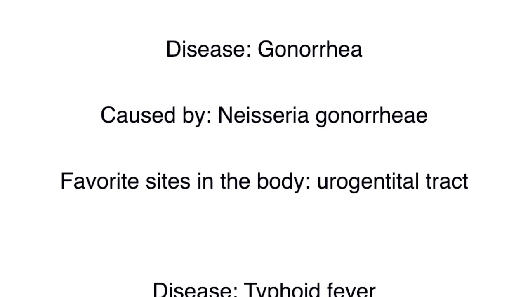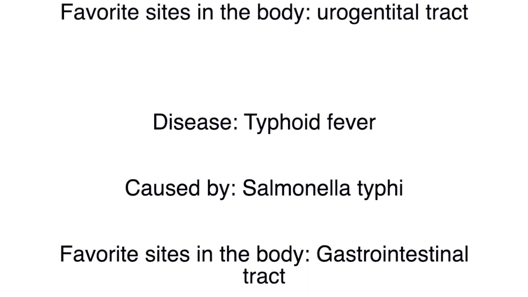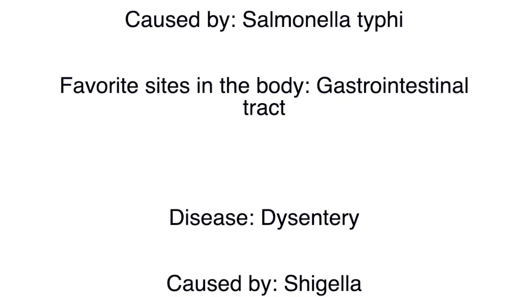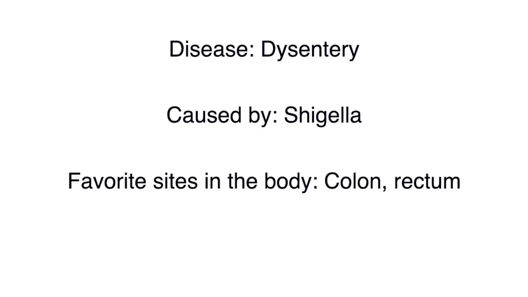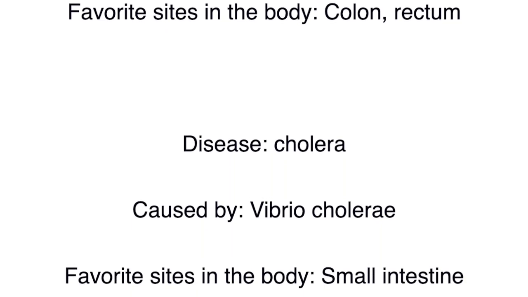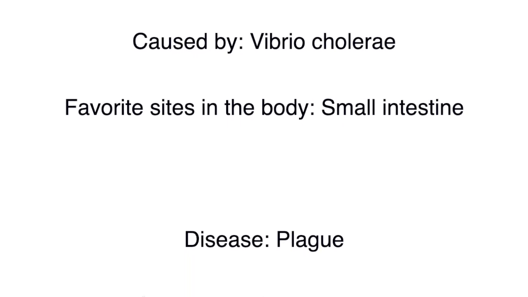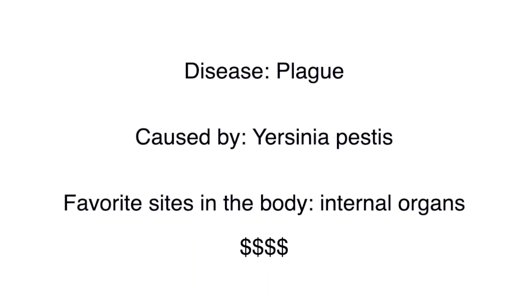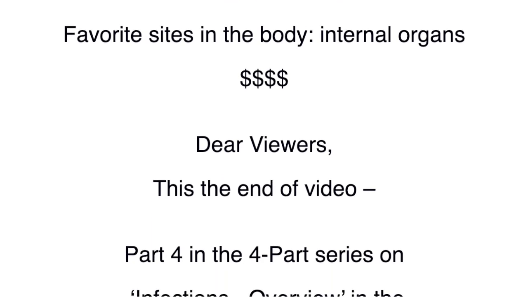Gonorrhea, caused by Neisseria gonorrhoeae. Favorite site, urogenital tract. Typhoid fever, caused by Salmonella typhi, residing in the gastrointestinal tract. Disease, dysentery, caused by Shigella. Favorite site, colon and rectum. Disease, cholera, caused by Vibrio cholerae. Favorite site, small intestine. Disease, plague, Yersinia pestis is the causative organism, afflicting internal organs.